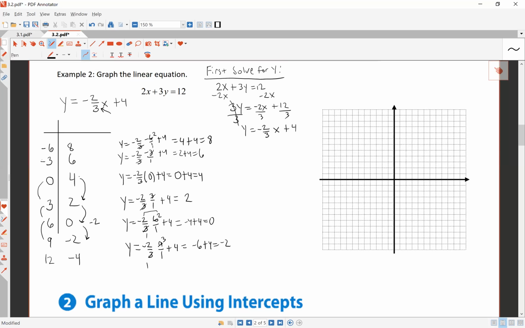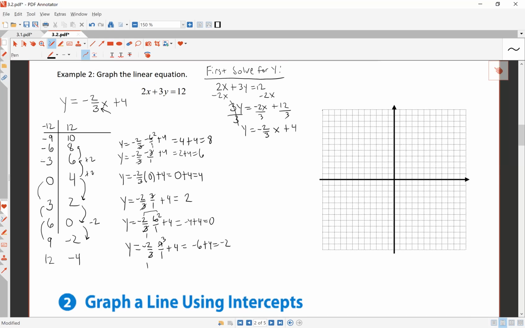On the other side, we see 4 to 6 to 8. Adding another 2 would put us at 10, negative 9, comma 10. Adding another 2 would put us at 12, and that would be the negative 12.